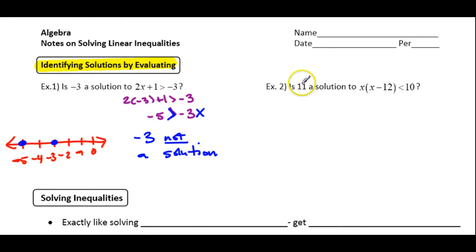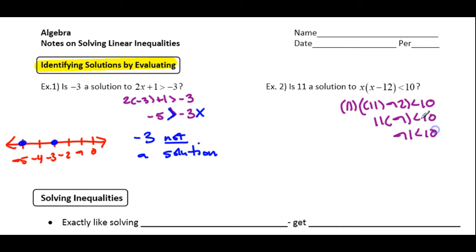Now it's asking, is 11 a solution to this whole inequality? So we're going to have to plug in 11 for the x's. Use your parentheses carefully. Okay? So I'm going to do 11, big parentheses, and then my 11 minus 12 is less than 10. So if you type this in your calculator or do your PEMDAS, I do the parentheses first. So 11 minus 12 is negative 1. And then the outside times this, 11 times negative 1 is negative 11.